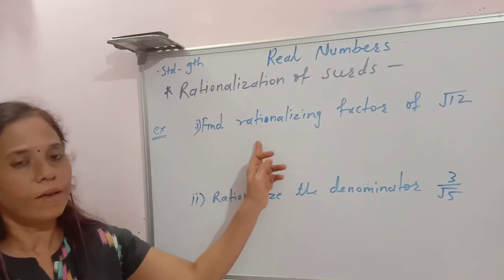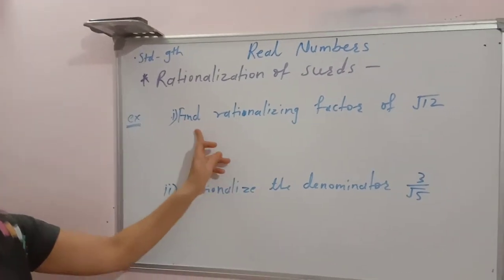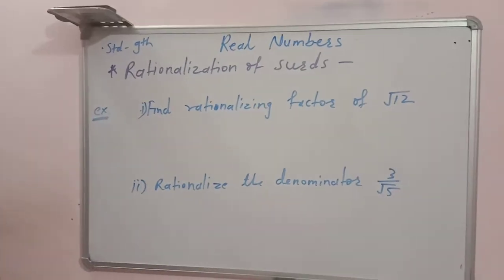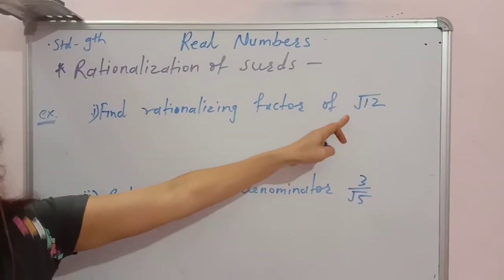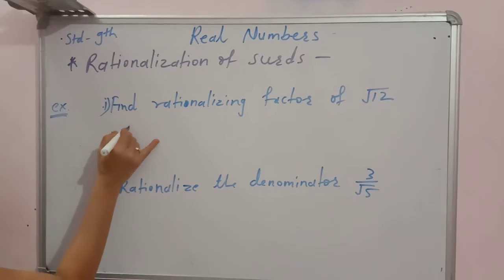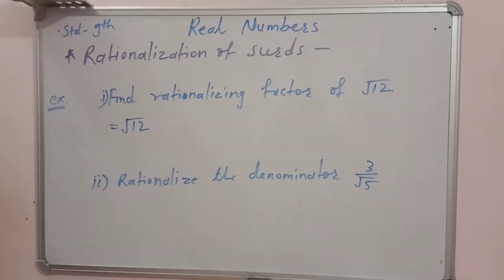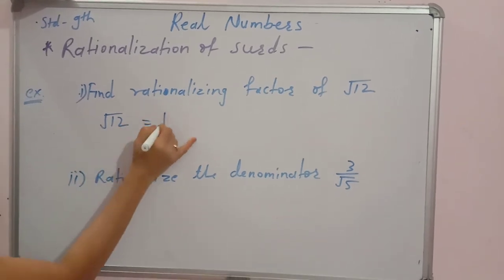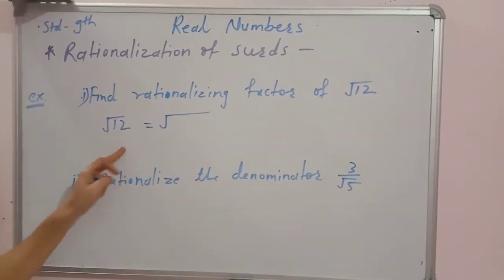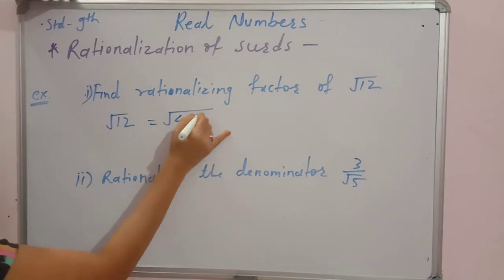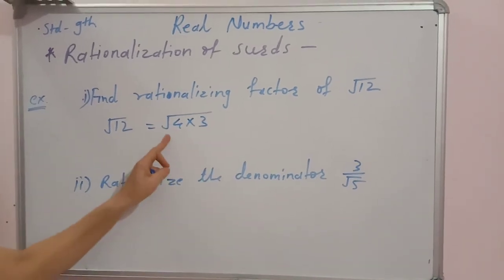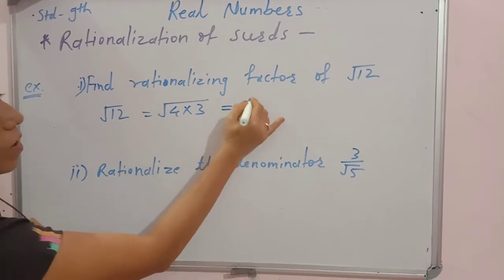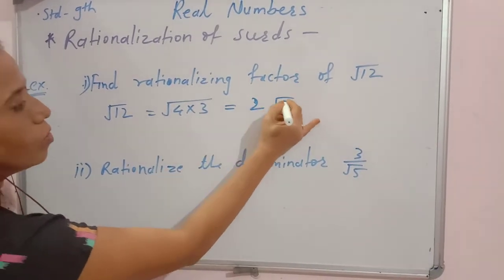We will see some examples. First example is find the rationalizing factor of root 12. To find the rationalizing factor of root 12, first write this root 12 in the simplest form. So what is the simplest form of root 12? Root 12 equals, factorize 12 such that one number is a perfect square, that is 4 multiplied by 3. So root 4 you can write as 2, that is 2 root 3.